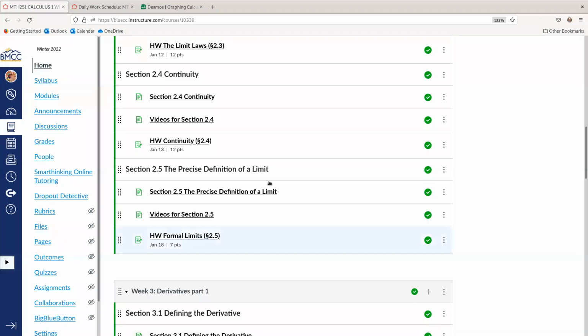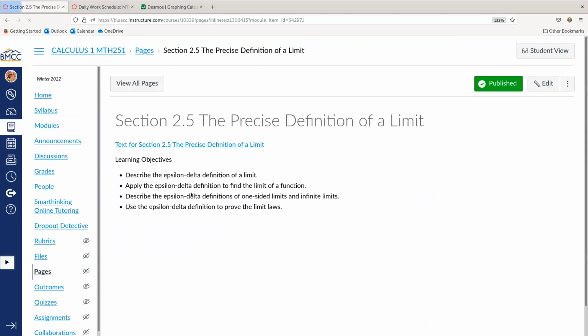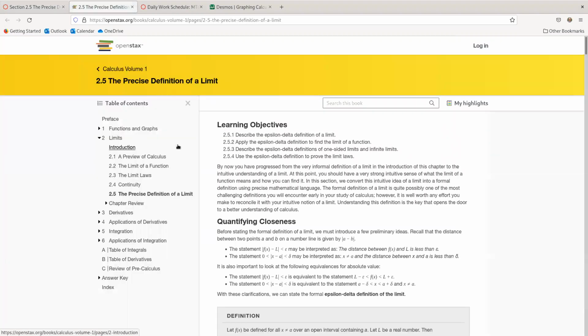So we're going to jump into section 5, the precise definition of a limit. And I highly, highly, highly recommend that you start going through the examples in the book. Read the definition. They break down the definition for you. I'm going to do the same thing in this video. And there's other videos that do the same thing.